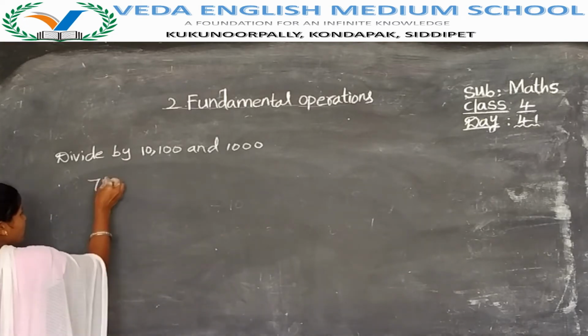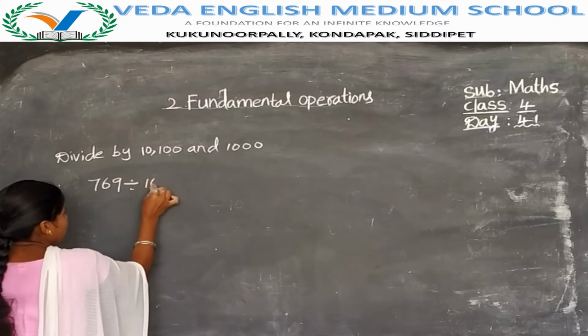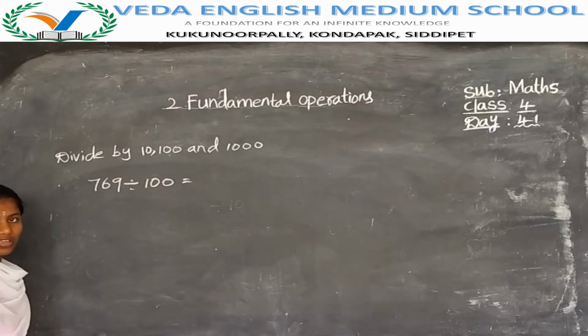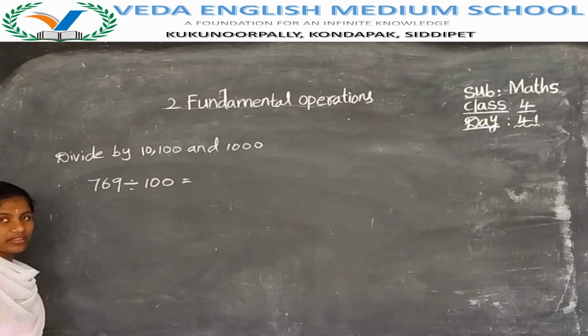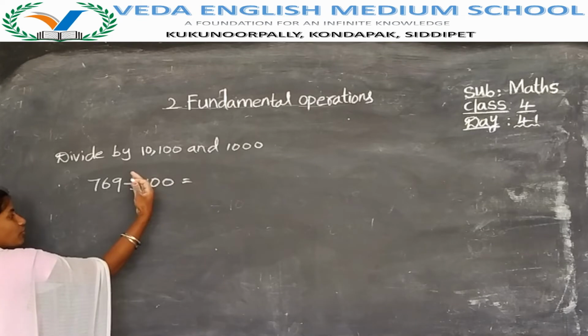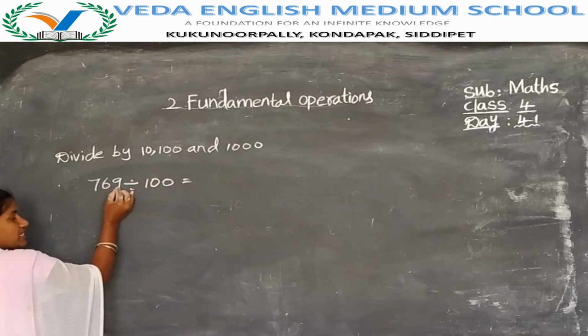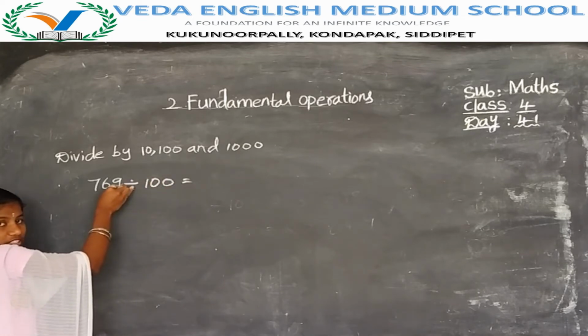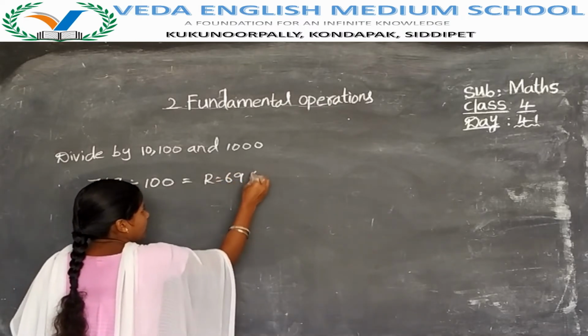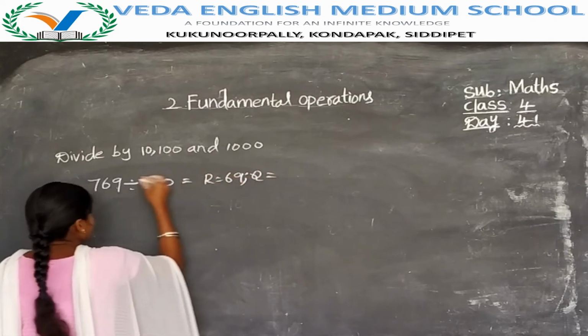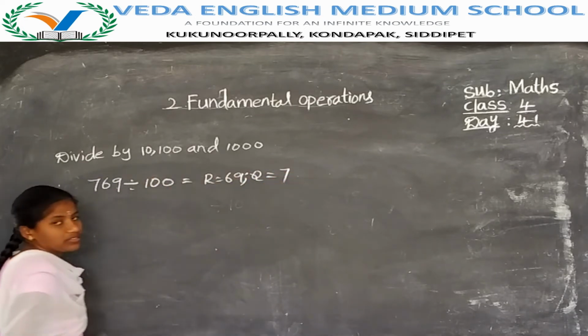For example, 769 divided by 100. Now I want to divide 769 by 100. Without doing division we can say what the remainder and the quotient are. In 100, 2 zeros are there. So from the right side, the first 2 digits are the remainder, and the last digit is the quotient.